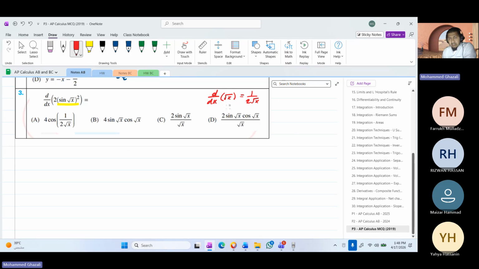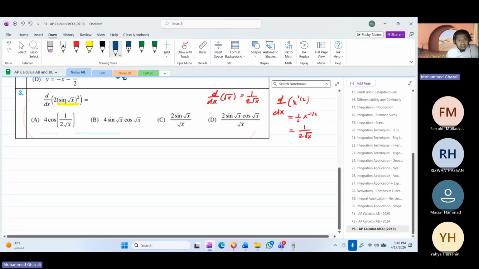If you remember this basic rule, then it's easy. Why? Because you're finding the derivative of x to the power half, and that is half x to the power negative half. The negative half goes to the bottom and becomes x to the power half, which is root x. Okay, so I just explained that.